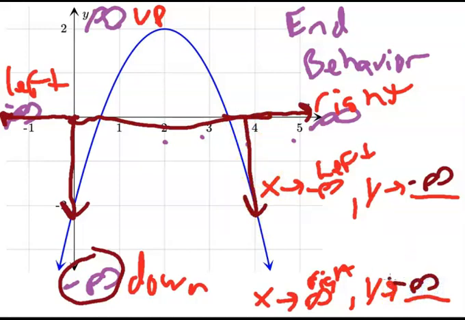And I'll just answer the end behavior. X goes to negative infinity, y approaches negative infinity. X goes to positive infinity, y approaches positive infinity. And that's it. Not hard to do at all. I'm going to give you a new one.